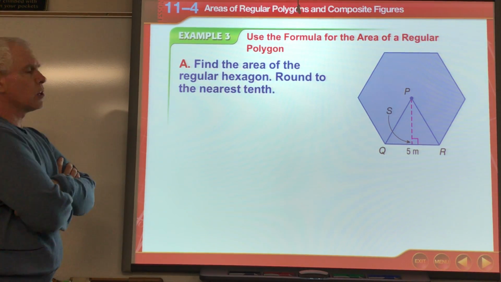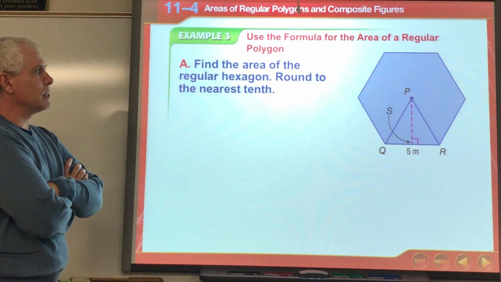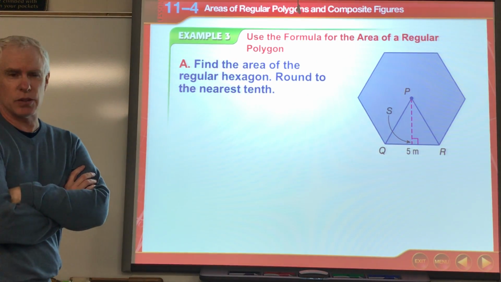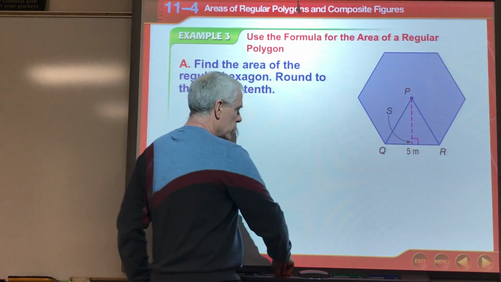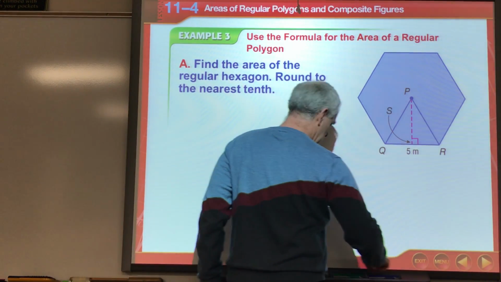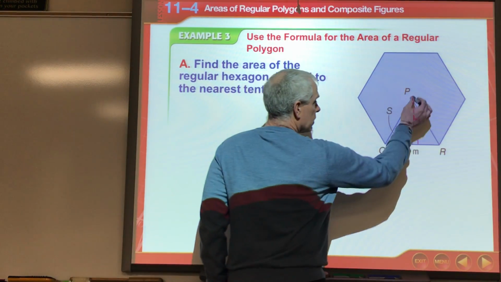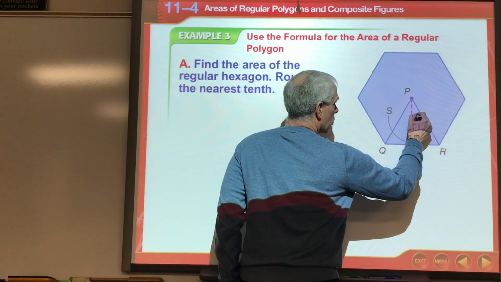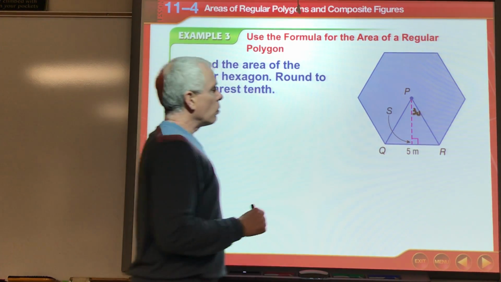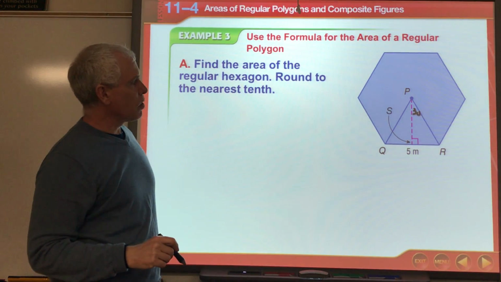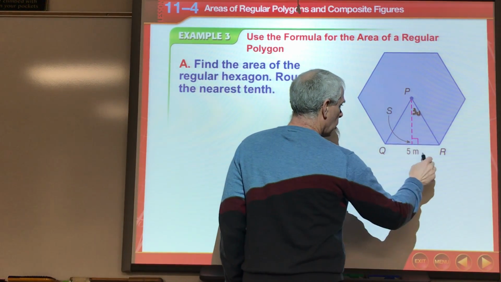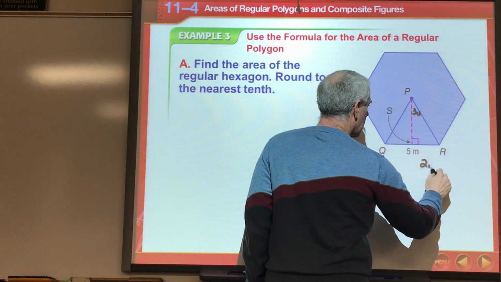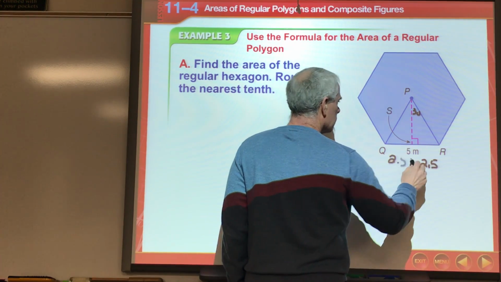Well, let's start with the central angle. The central angle is 360 divided by 6, because there's 6 equal triangles here, which is 60 degrees. And when you drop the apothem down here, you divide this in half. So half of 60 would be 30 right here. Well, that gives me a 30, 60, 90 triangle, you guys. Okay? And this 5 is also broken in half. So this is going to be 2.5 here and 2.5 here.